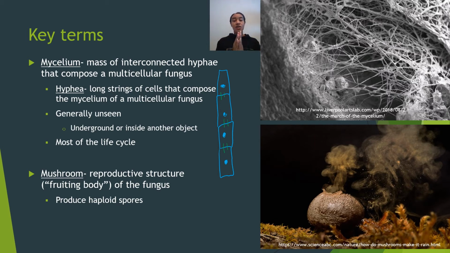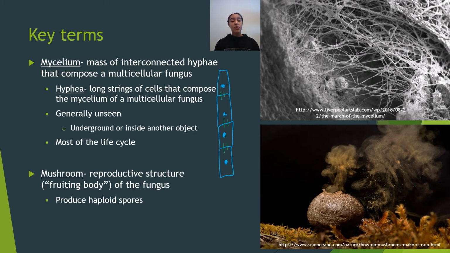But these hyphae will actually interconnect with one another and merge to form something called mycelium. The mycelium are actually the vast majority of the fungus. Mycelium generally go unseen. They lie underground or within the tissues of whatever they're decomposing. So you can't really see them unless you take a sample and look under a microscope. But the vast majority of the life cycle of a fungus is in this kind of invisible-to-our-naked-eye mycelium form.